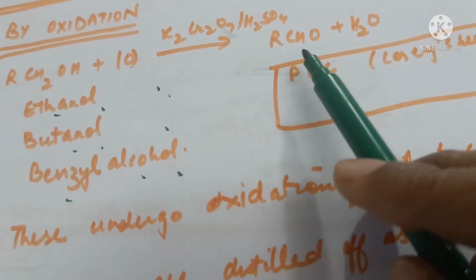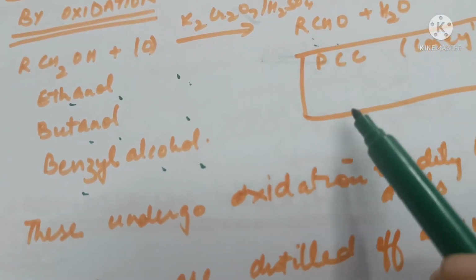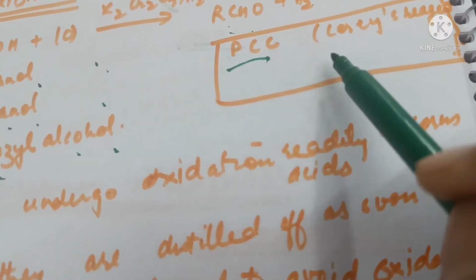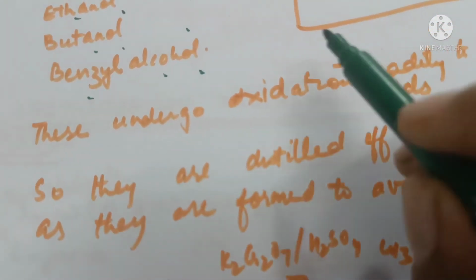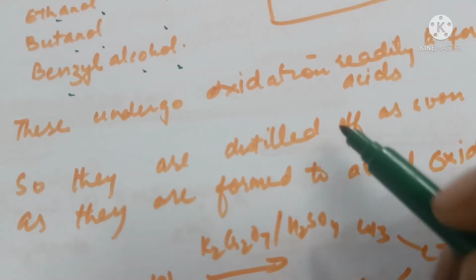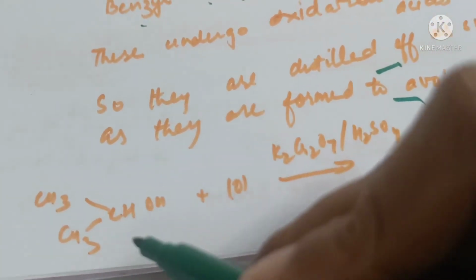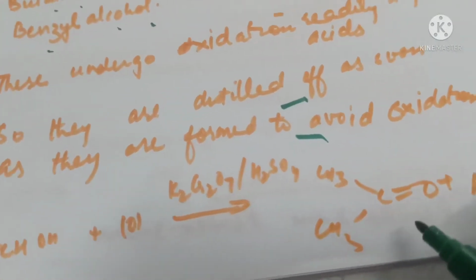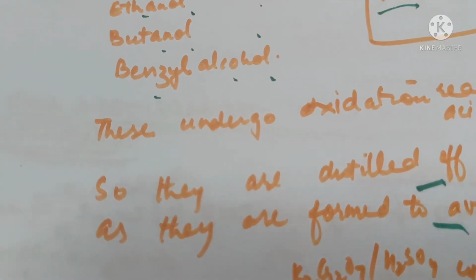If we want that the oxidation should not go to the acid stage, aldehyde should remain as such, we can use pyridinium chlorochromate as the oxidizing agent. It is also known as Corey's reagent. Because aldehydes undergo oxidation readily to acids, they are distilled off as soon as they are formed to avoid further oxidation. And if we oxidize secondary alcohols, they will be oxidized into ketones. Primary alcohols to aldehydes and secondary alcohols to ketones.